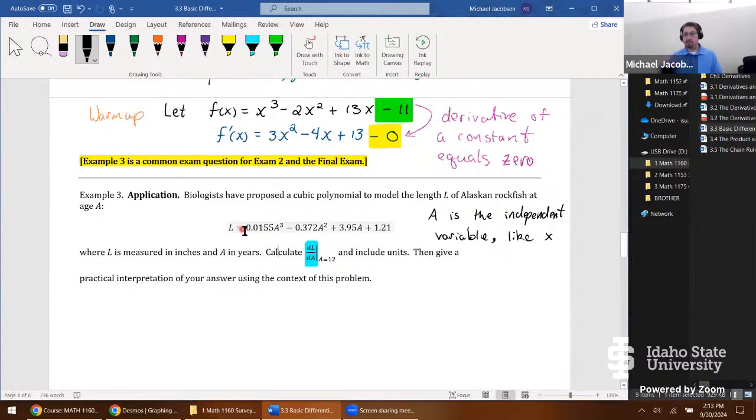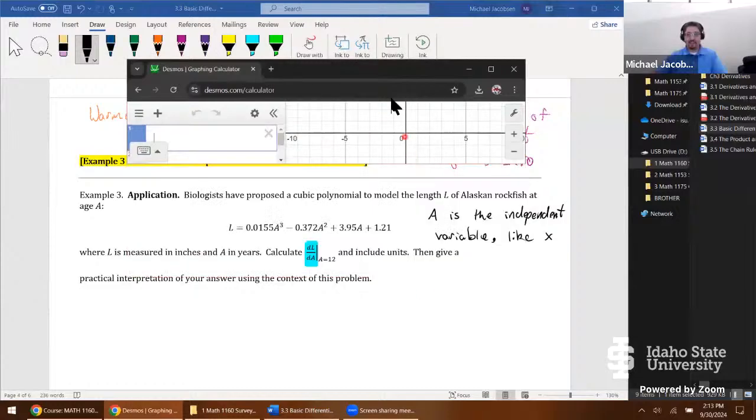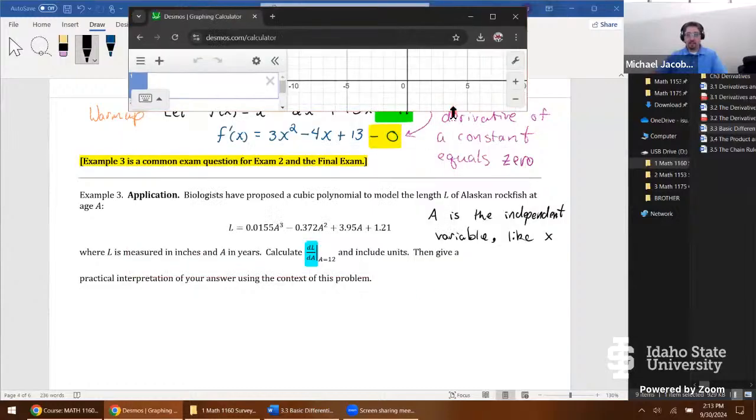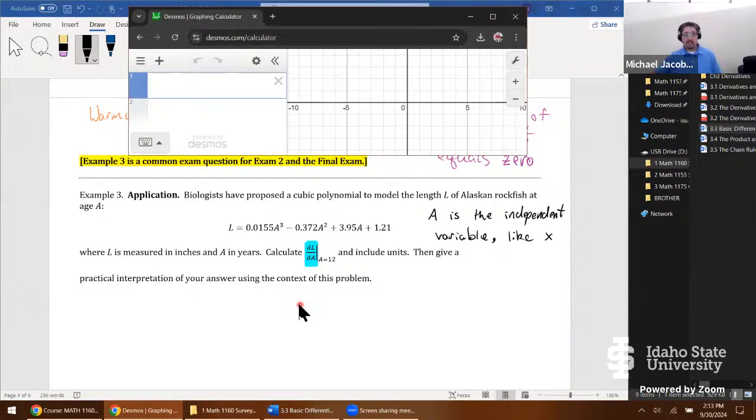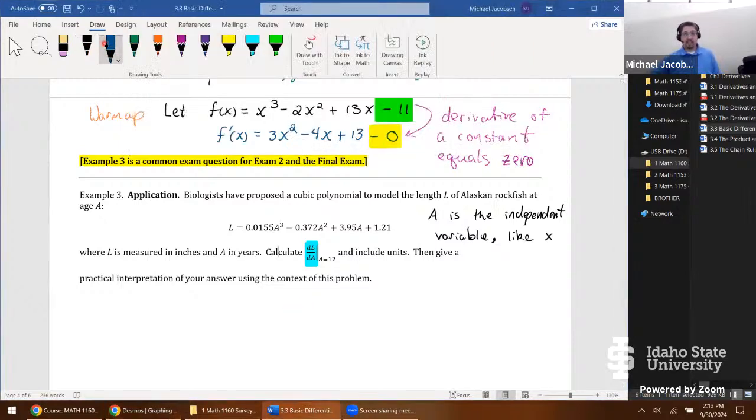Coefficients are a little bit nasty, but we have a calculator that's available to us, so we'll make good use of this quick calculator here. Let me just put it in a good spot. There we go. So step 1 in this process, we have to calculate that derivative down here, dL/dA. We could have called it L prime, and that'd be just fine. But in an applied setting, there's really good reasons for Leibniz notation, and we'll mention this after we calculate it. So dL/dA, that's the derivative of the function length with respect to the age of the fish, A.